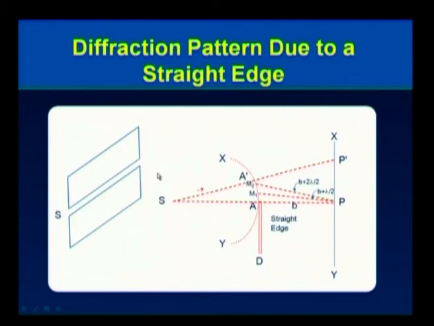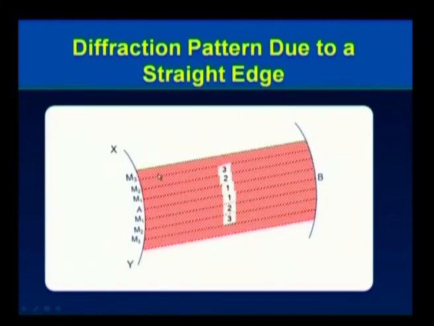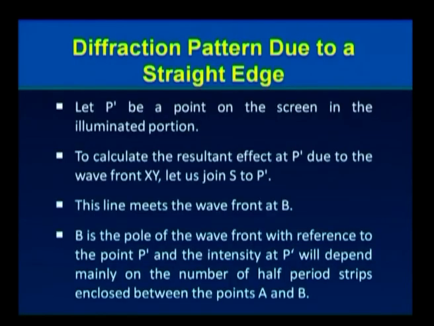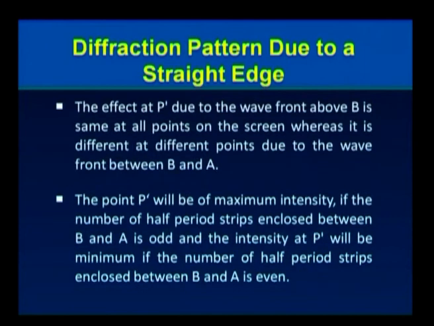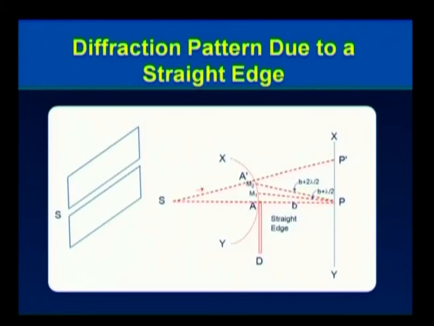Why? Because you have a strip here. So, we will be constructing what are called half period strips. M1 is a half period strip, M1 is here, M2 is here, M3 is here, and so on. They are the half period strips. You have a cylindrical wavefront that is being considered here, and light is coming through the region here, and so the cylindrical wavefronts are divided into half period strips and not zones.